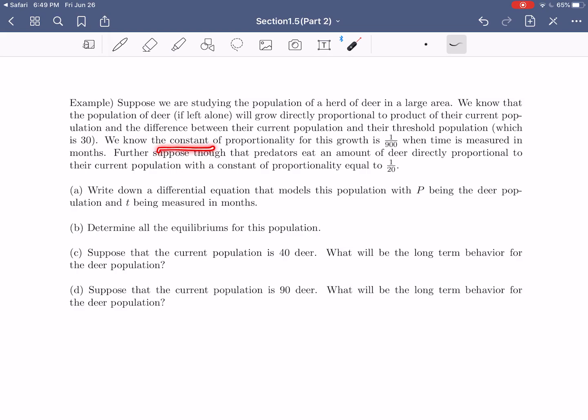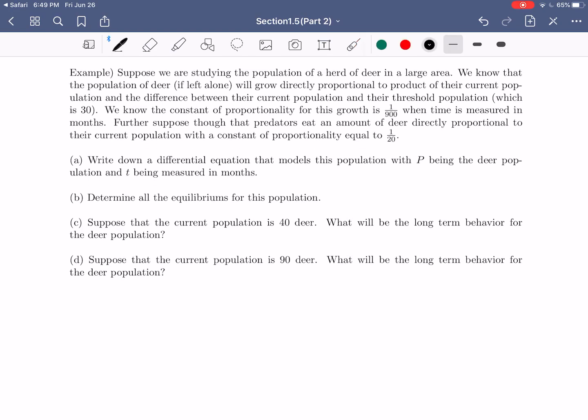We know that the constant of proportionality for the growth is 1 over 900 when the time is measured in months again. And then we're going to further suppose that predators eat an amount of deer directly proportional to the current population with a constant of proportionality of 1 over 20. You can basically say that predators are eating 1 out of every 20 members of the herd every month. So in other words, the more deer there are in the herd, the more that are going to be eaten by these predators.